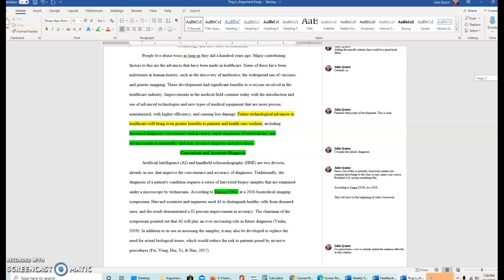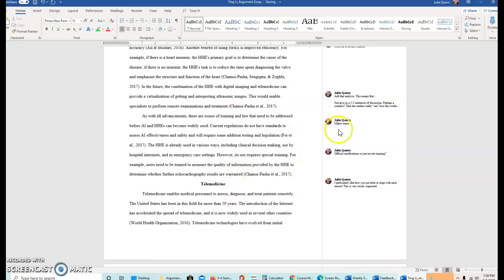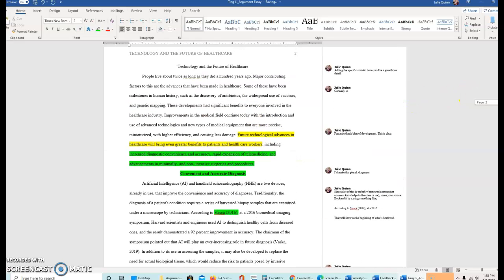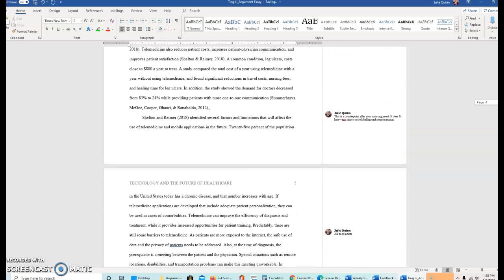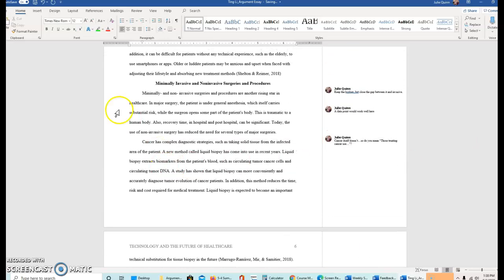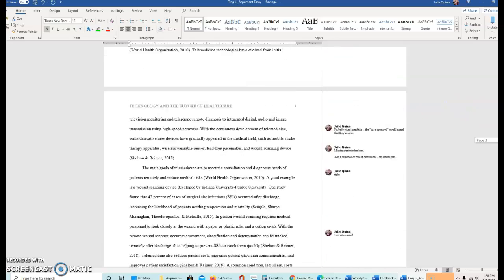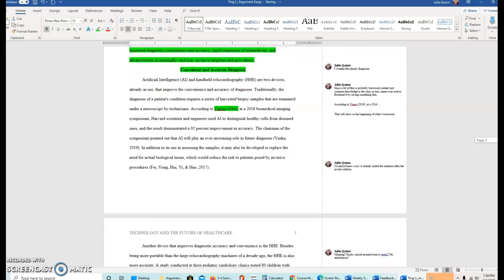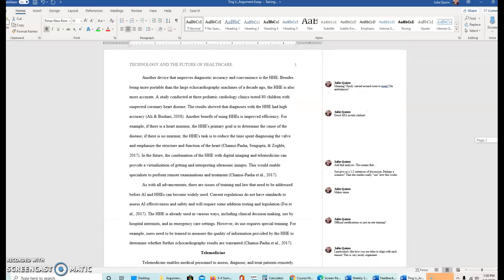So you can see here, we have the section on diagnosis. The next one should be telemedicine, and it's telemedicine. And the last one, if it's organized correctly, would be advancements in surgeries and procedures. So we've got telemedicine, then we look for minimally invasive and non-invasive surgeries and procedures. So you can see how if you just compartmentalize your paper into a page or two in each section, then you're going to write a really thoughtful argument with multiple pieces of evidence.